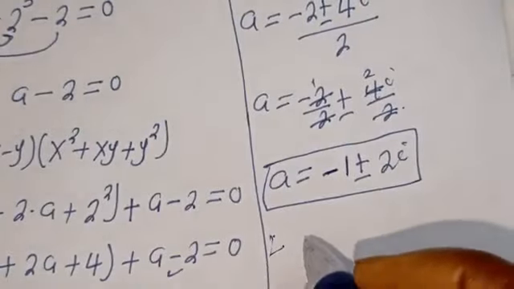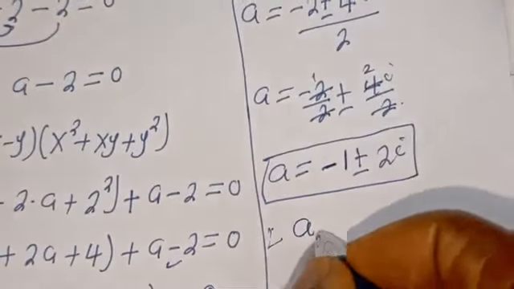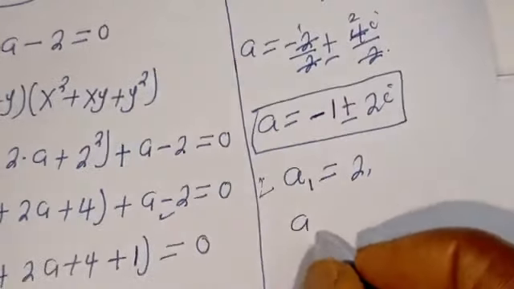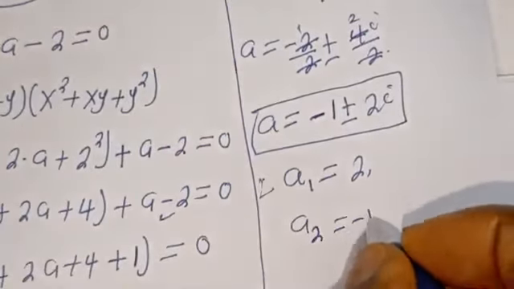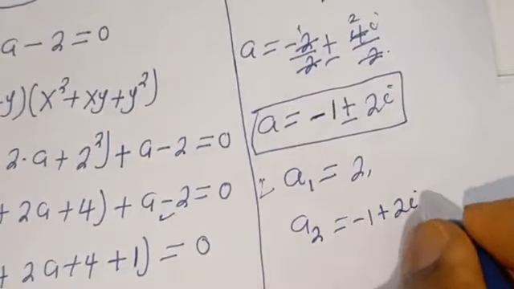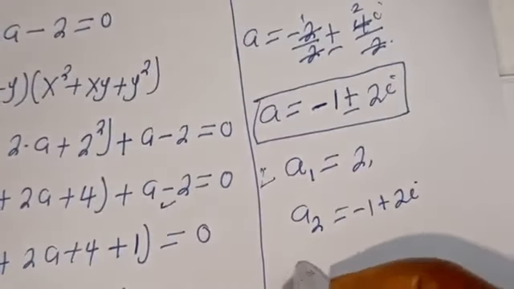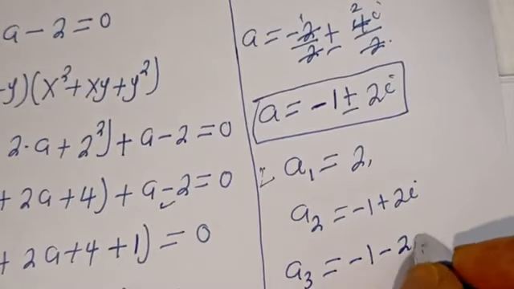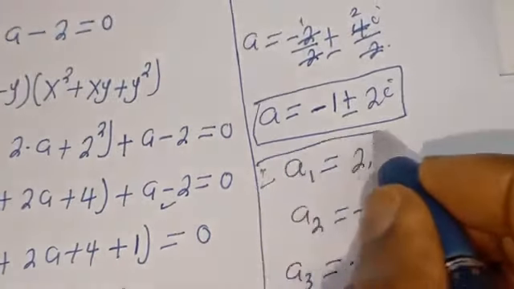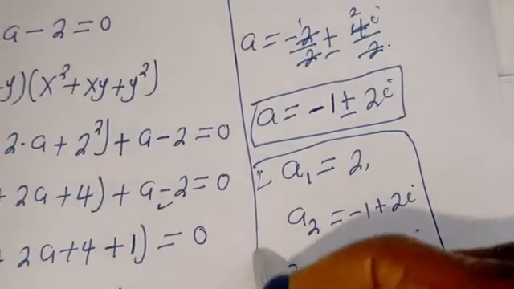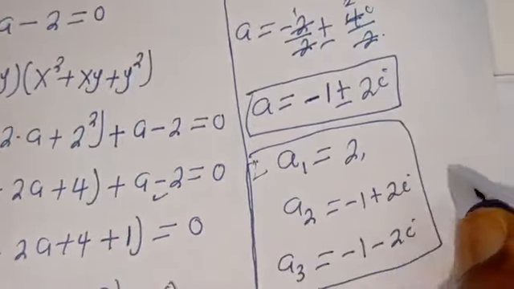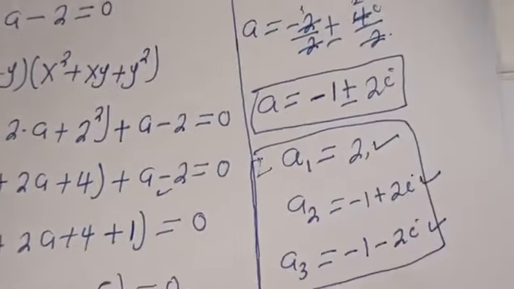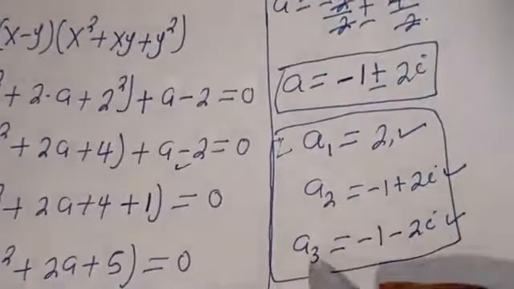Therefore, our final answers are a1 is equal to 2, a2 is equal to minus 1 plus 2i, then a3 is equal to minus 1 minus 2i. These are all the values of a. You can see that from here we have two complex roots and only one real root. Let's check to confirm if this answer is right or wrong.